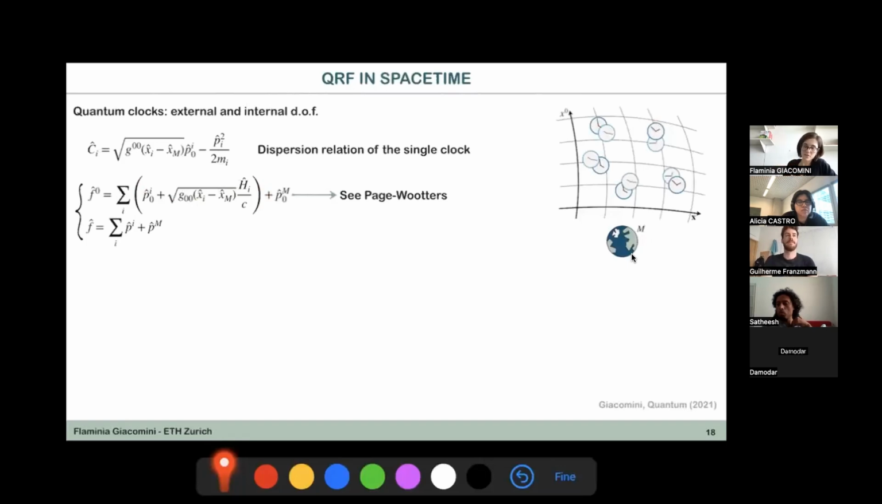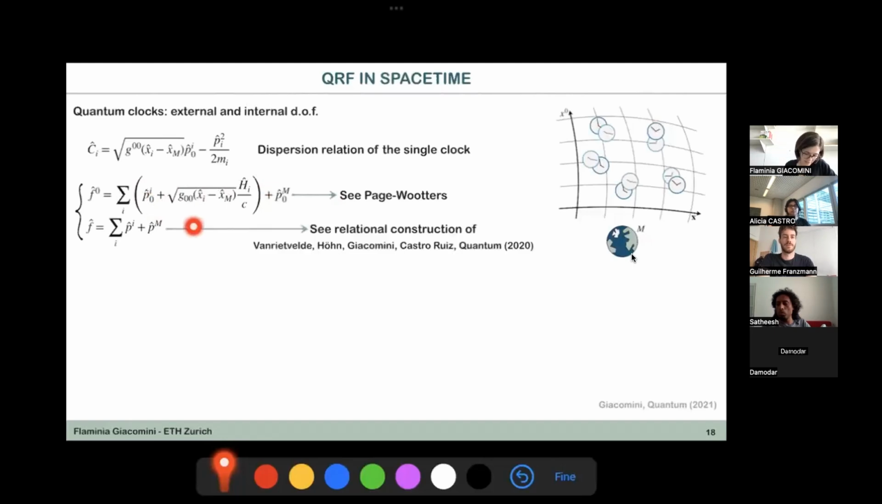If you boost to an additional frame, then you have to consider also these other factors. So here I'm assuming that the velocity is very low compared to the speed of light. So it would be the tau dot of the clock otherwise. And so this is very reminiscent of the Page and Wouters formulation, where they just constrained H_I, the sum of all the H_I, to be 0. And here, in addition, I'm adding the external degrees of freedom. And this thing here is the conservation of the total momentum.